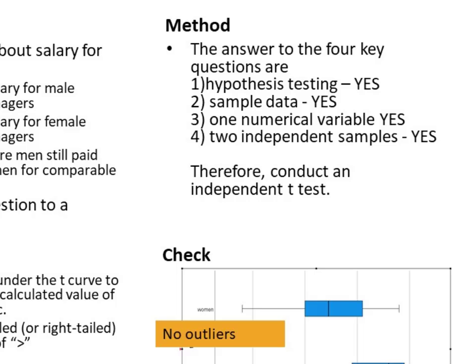Next, we go to the method and ask 4 key questions. Are we hypothesis testing? Yes, we are. Are we using sample data instead of experimental data? Yes, we are. Do we have one numerical value? Yes, we have salary data. Do we have two independent samples? Yes, we have males and females.